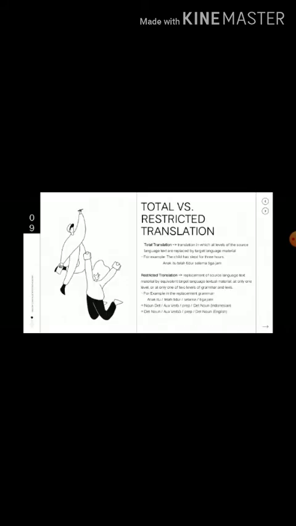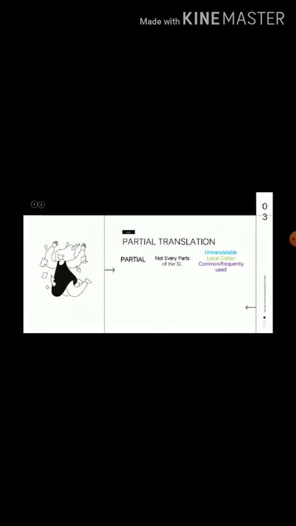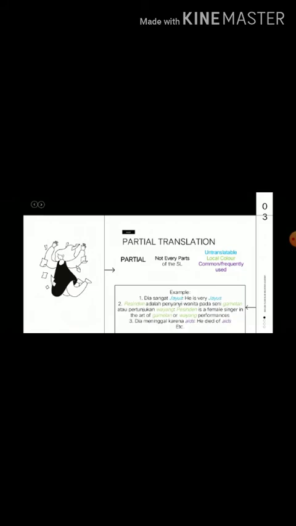The last is common or frequently used language, such as the word AIDS. All of the people in the world know the meaning of AIDS. So when we translate AIDS, it still becomes AIDS. We don't need to change this word.